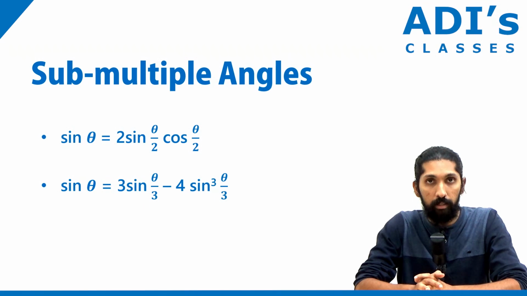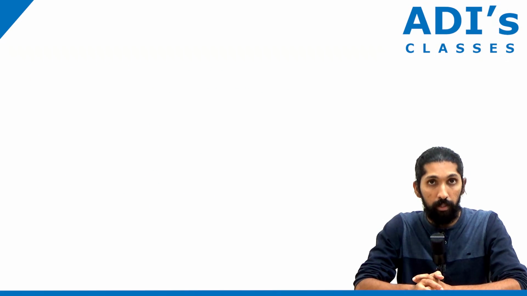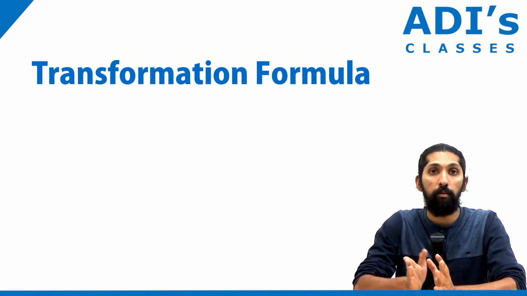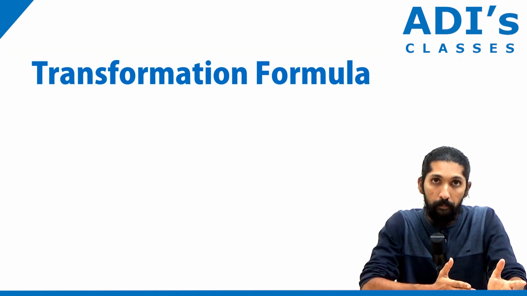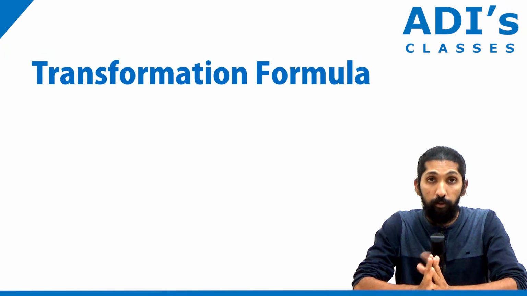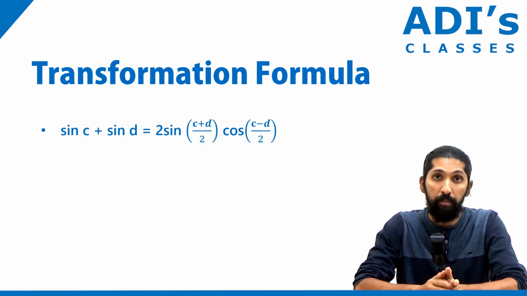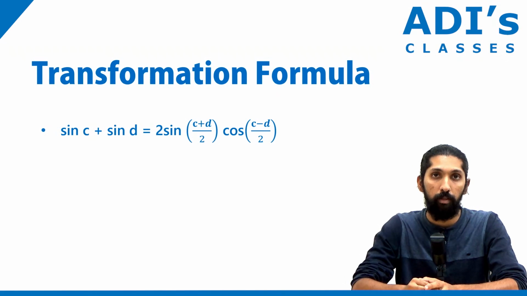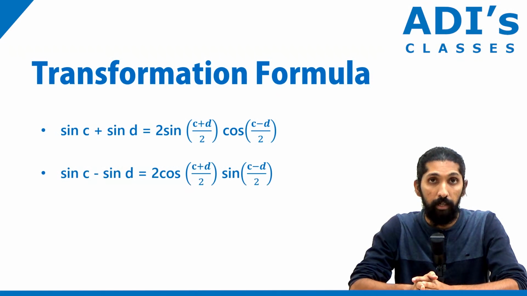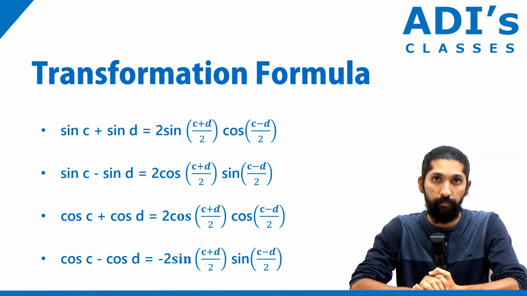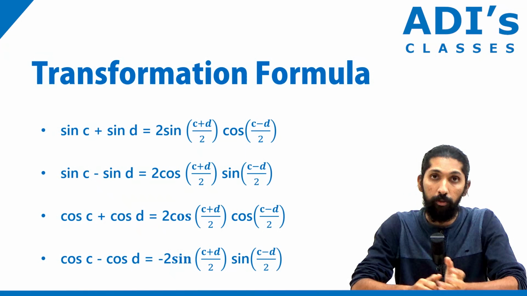Now, after submultiple angles, we discussed another major part, that is the transformation formula. Here we convert the product into sum or difference, or the sum or difference into product, correct? If you have an expression such as sin C plus sin D, then we convert this as 2 sin (C plus D by 2) cos (C minus D by 2). Likewise, we have sin C minus sin D, cos C plus cos D, and cos C minus cos D. Four of them. This is from sum or difference into product.